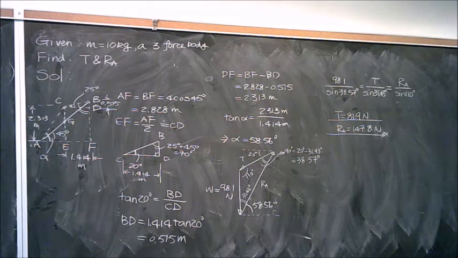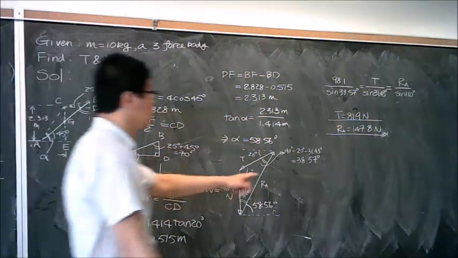That's a good question. So if I do the moment at A, what am I going to do? I'm going to have negative 98.1 multiplied by 1.414. This is the force created by the weight, and this is the moment arm. And what I'm going to have is T over here, but be careful. T over here is going to be T sine 25 degrees multiplied by 4 equals what? So you can find T directly. I believe the answer should be the same.